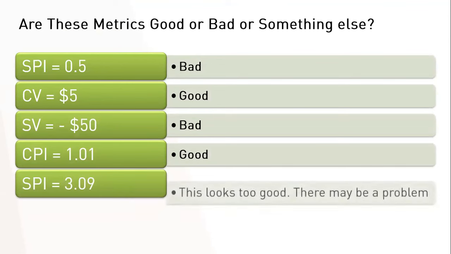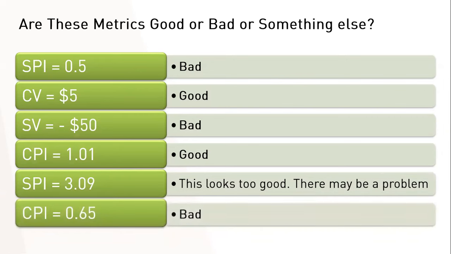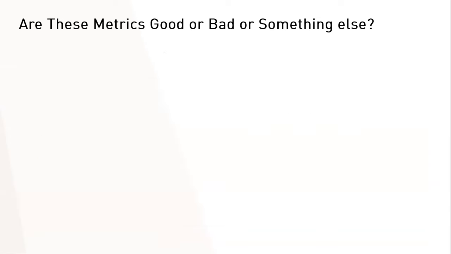That one is suspicious. That means you're 3 times as efficient as you said you would. There could be a problem. Okay. All right. Now the exam won't go that far, like I did just now, challenging. What does it mean? Maybe, you know, that kind of questioning your high SPI. It may not be like that on the test. I think it's going to be a lot easier.